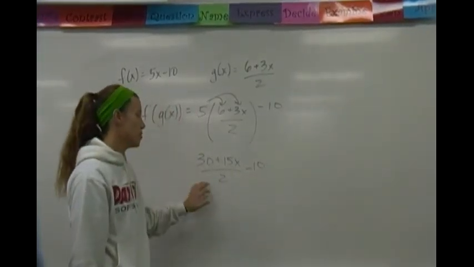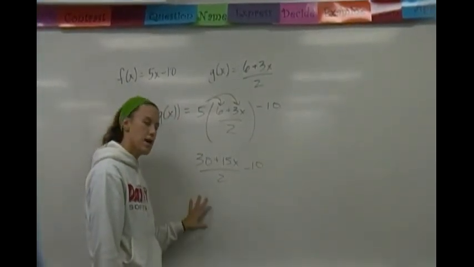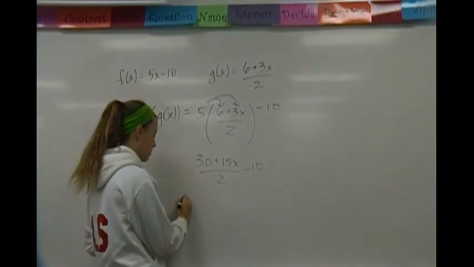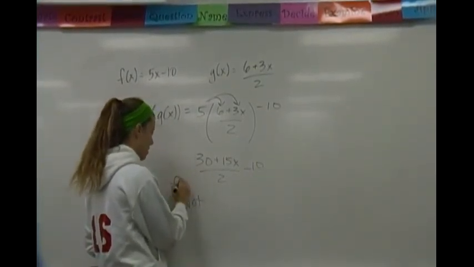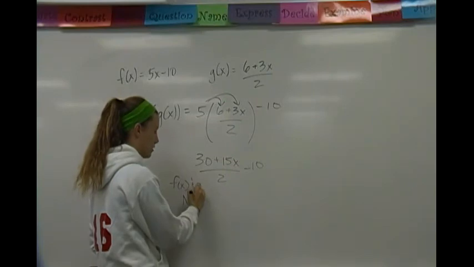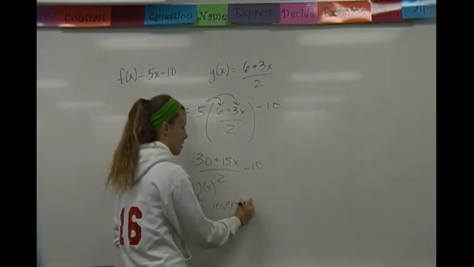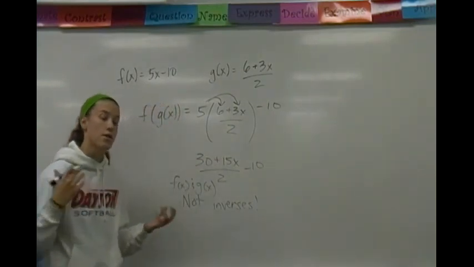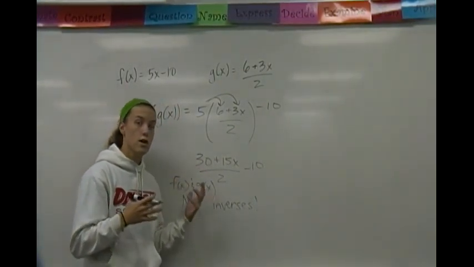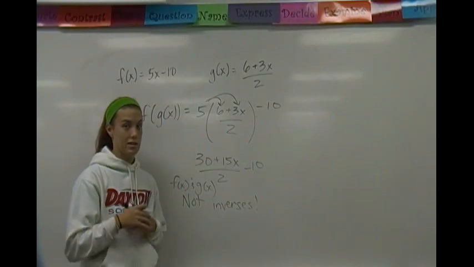And again, that doesn't seem to be canceling anything. If that is the case, then these are not inverses. f of x and g of x are not inverses. The only way they can be inverses is if you end up with the solution to their composition being x. That's the only way.